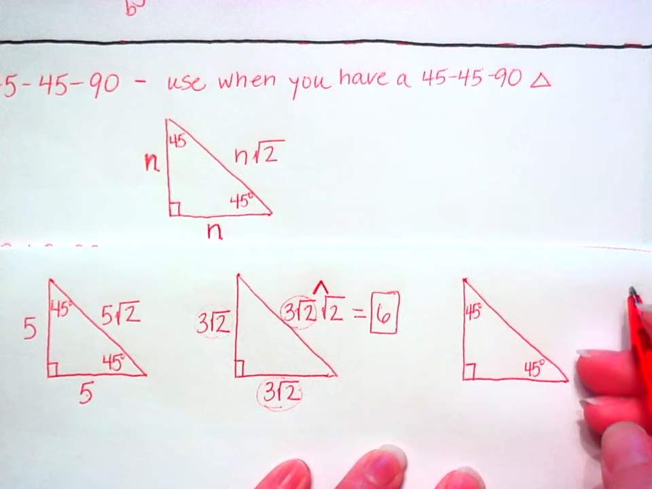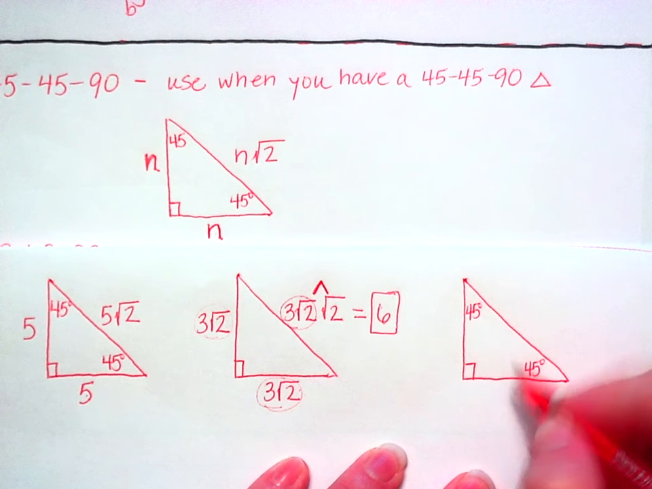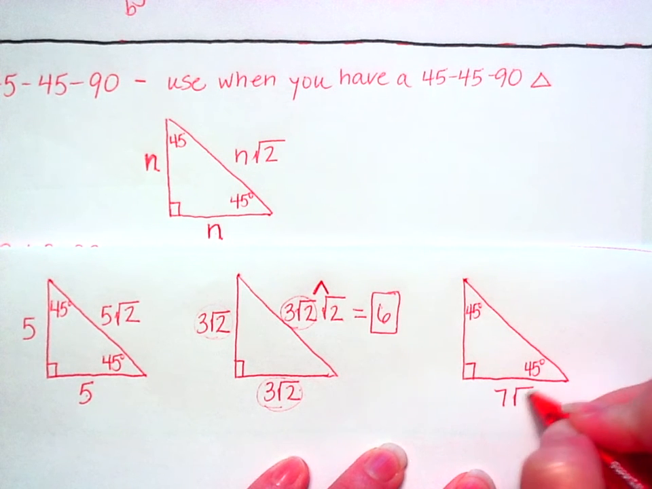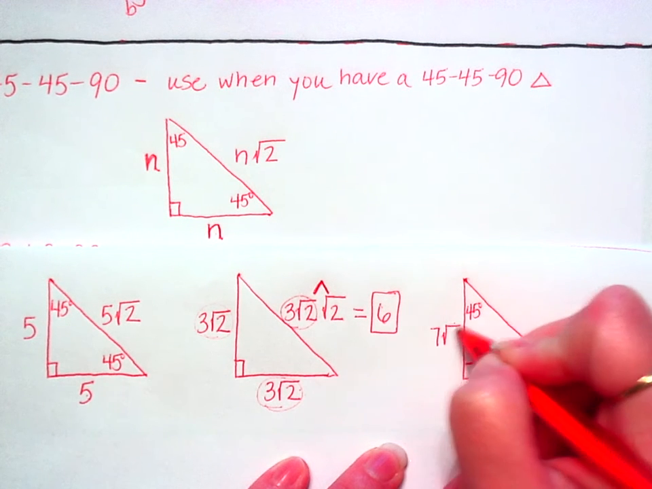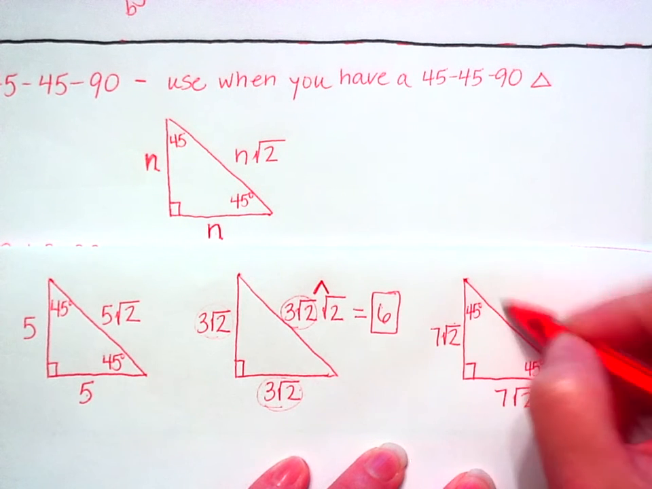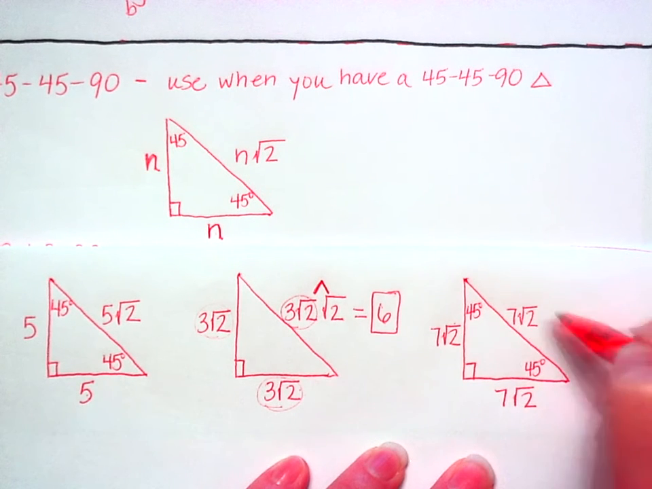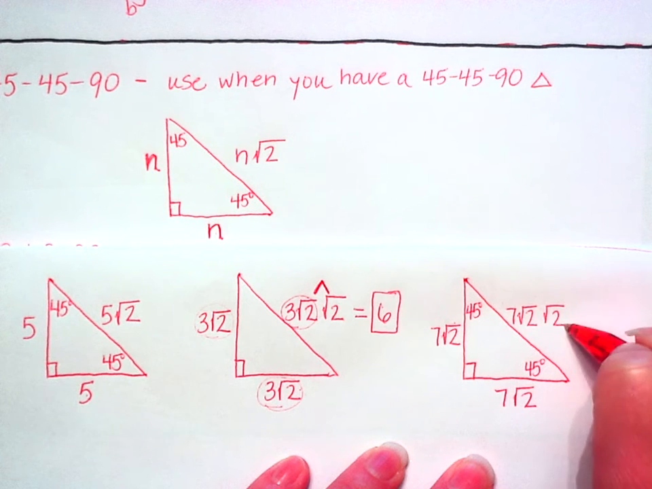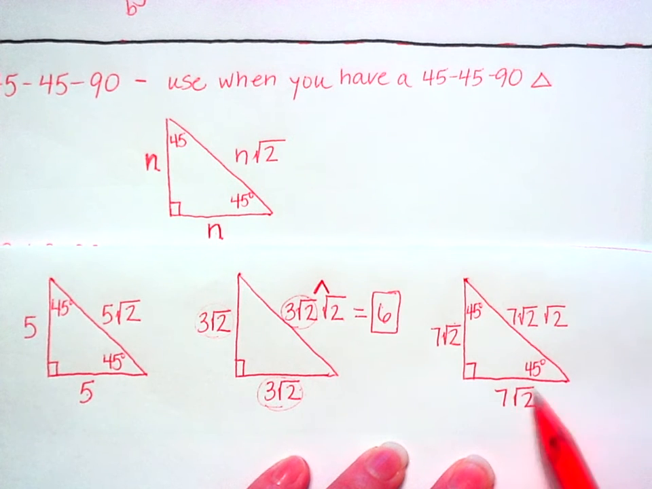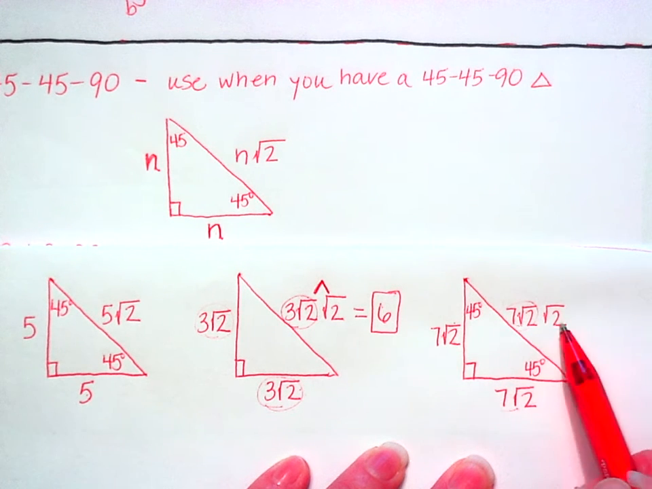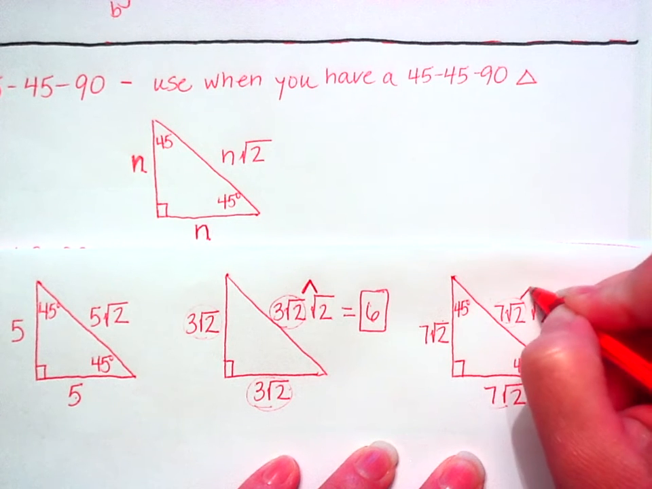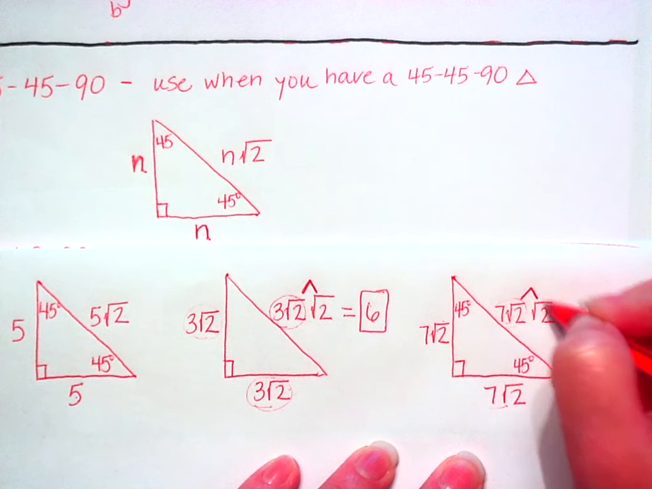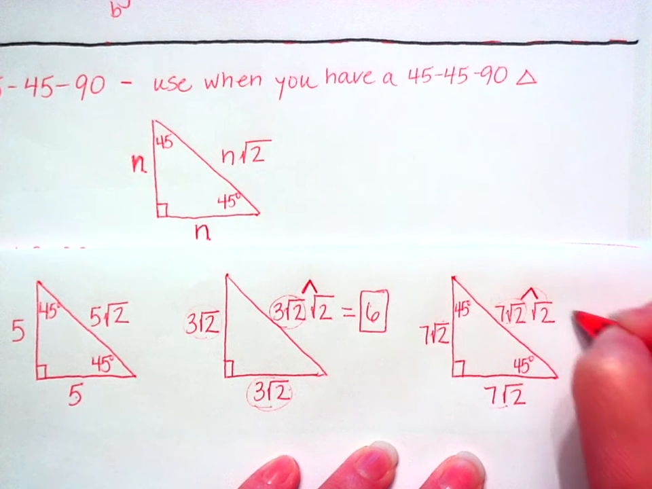Okay, so let's say that this one is 7 square root 2. Well, then the other leg has to be the same thing, 7 square root 2. And the hypotenuse has to be 7 square root 2 times the square root of 2. N square root 2. Okay, and again, square root 2 times square root 2 is simply 2. So this is 2 times 7, which is 14.